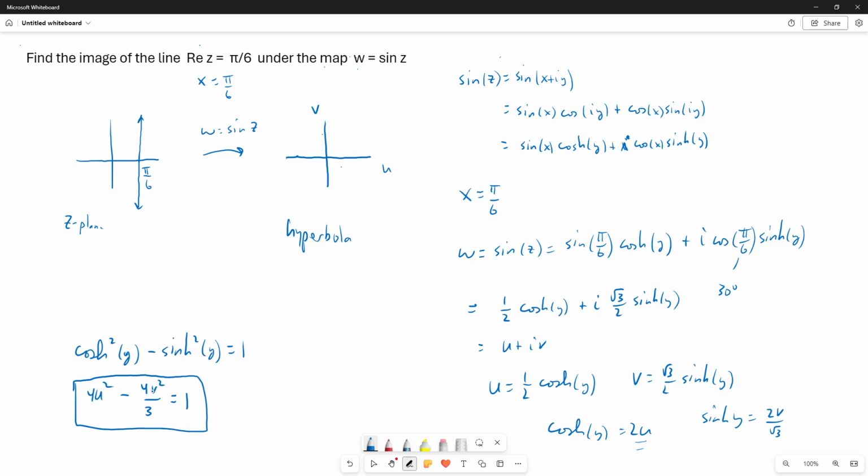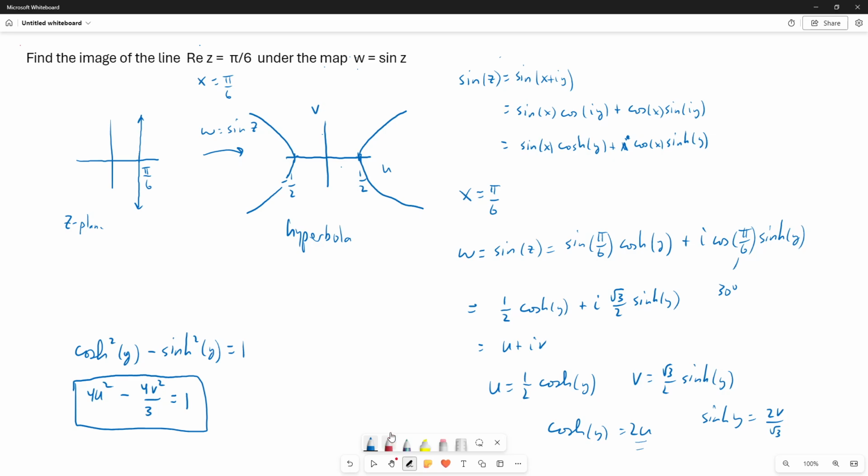If v is equal to 0, then u is plus or minus 1/2. These are going to be the foci. No, they're vertices of the hyperbola. The hyperbola comes in two branches. One branch is going to look like that, and the other branch is going to look like this. So we have the two branches of the hyperbola. So this is our image. And a little bit more detail here.